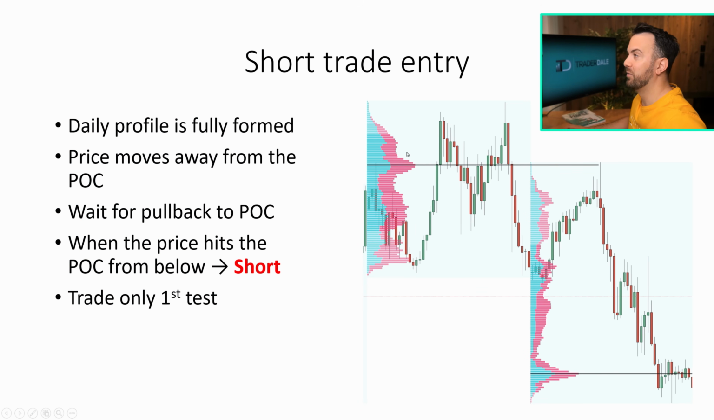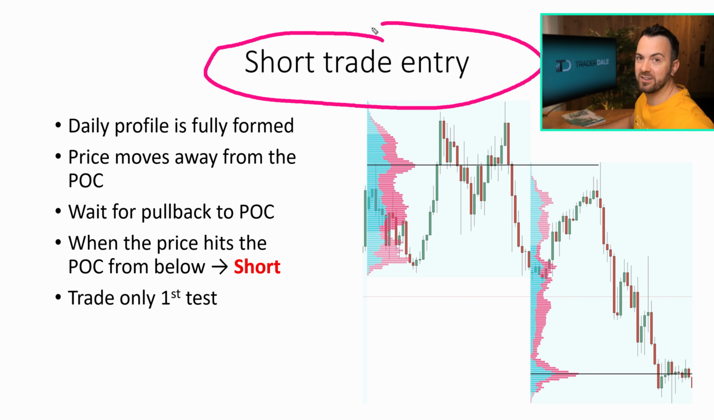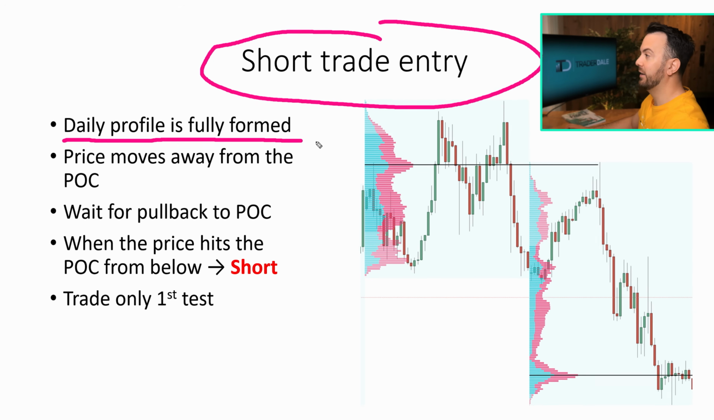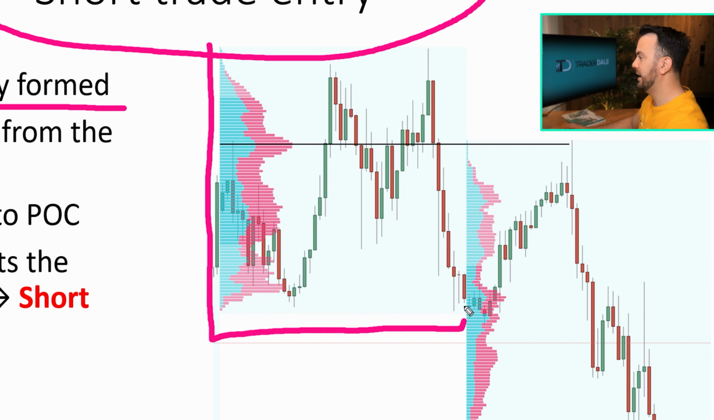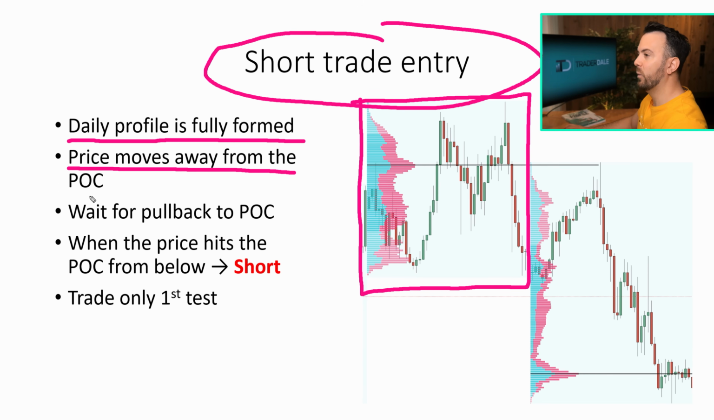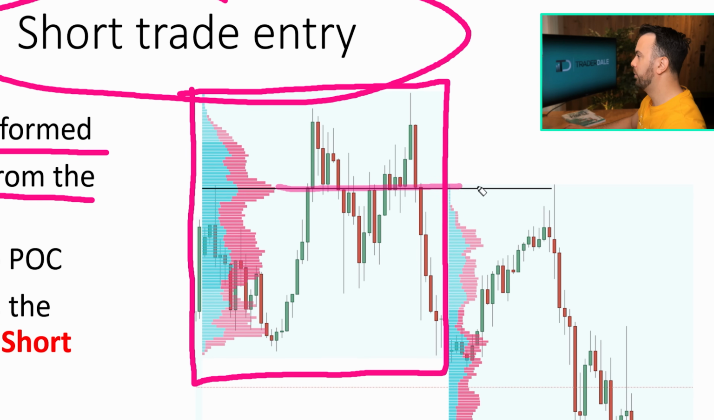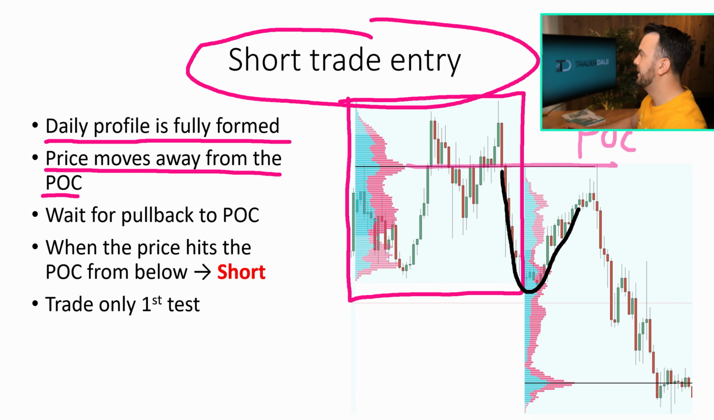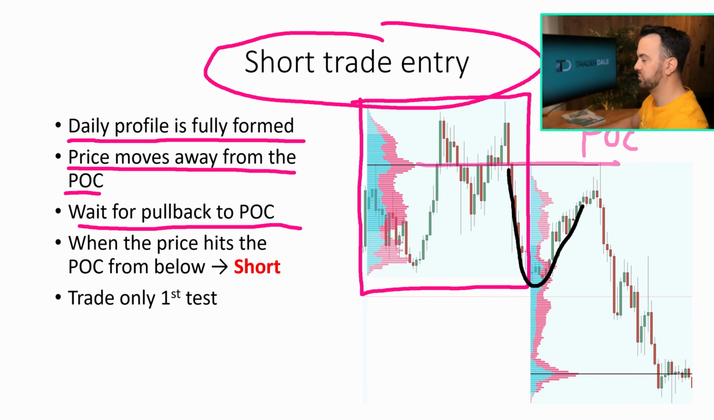Now let's talk about the short trade entry. It is very similar, only for the short trade entry the strategy is reversed. So again, you wait until the daily profile is fully formed, like in here. You wait until the day is over. Then price needs to move away from the point of control. So in here, this is the point of control, and the price needs to move away from it. So here it moves away from the point of control, and then you wait for pullback to that point of control.